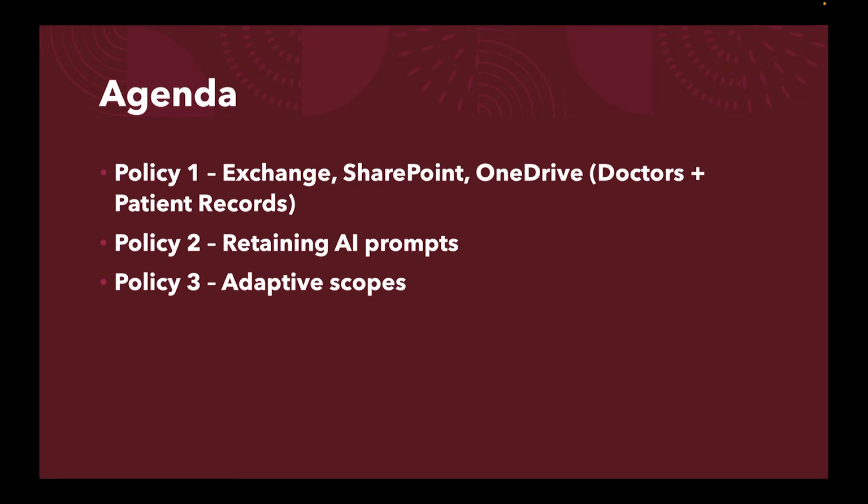So it's going to have one specifically around AI, and I'll show you exactly why I'm doing it that way, because Microsoft kind of forces you to do it that way. And then the third policy is going to be one where you're going to have an adaptive scope, and I'll explain adaptive scopes a little bit later.